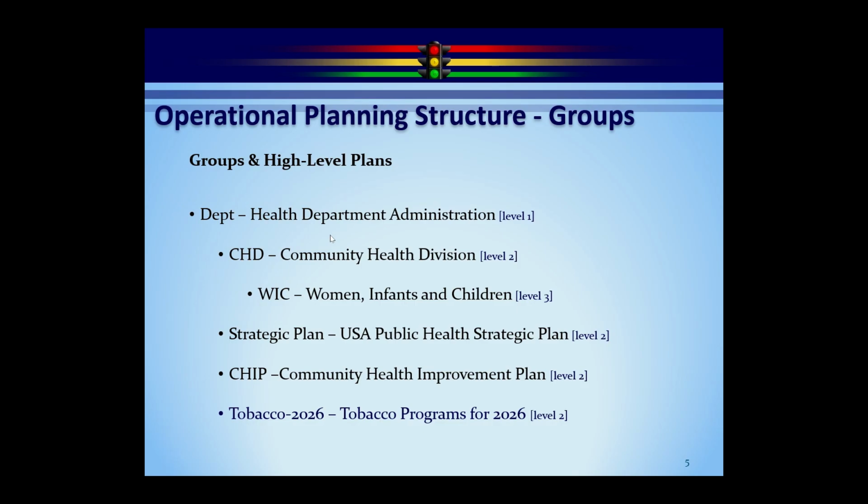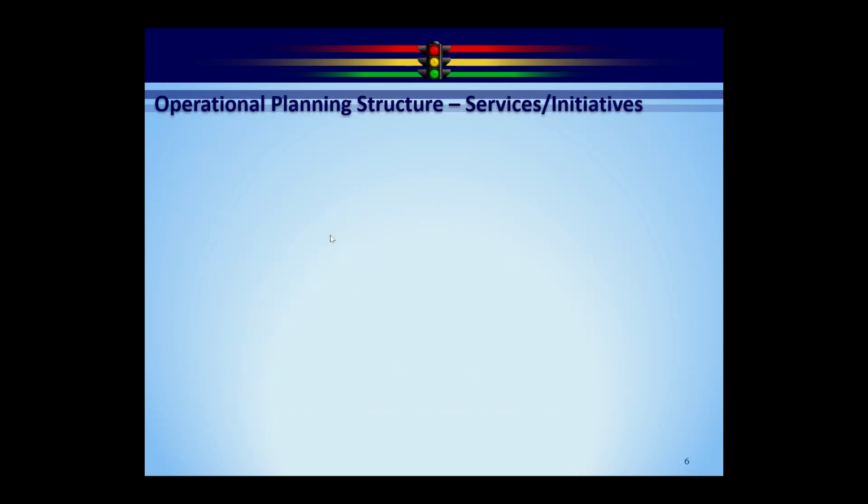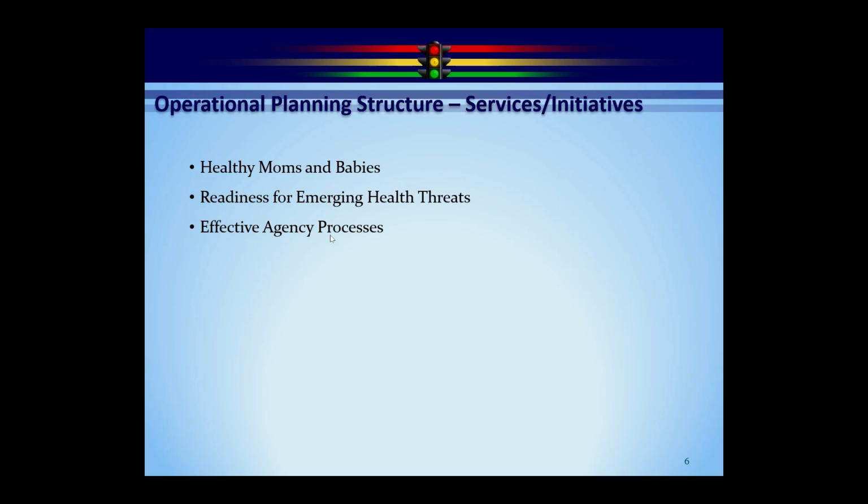Services or initiatives. I like to call these buckets or containers. It's really not part of the plan itself, but it's the ultimate outcome we're trying to achieve with the plans underneath there. So here's, again, some examples. Healthy moms and babies. That's what we're trying to get to with all the plans and everything we're going to do underneath it to get to healthy moms and babies. Readiness for emerging health threats. Effective agency processes. Access to care. Behavioral health and substance abuse. Population health. Organizational excellence.